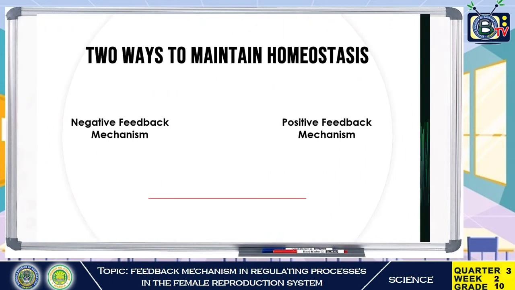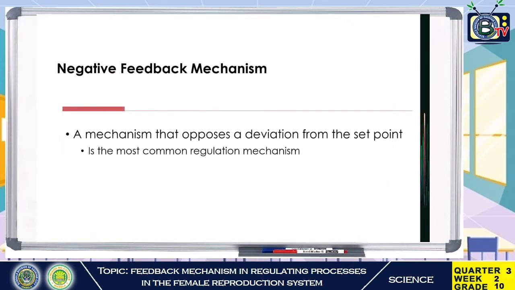There are 2 mechanisms which help maintain homeostasis. The first mechanism is the negative feedback mechanism, and the second is the positive feedback mechanism. The negative feedback mechanism is a mechanism that opposes a deviation from the set point. It is the most common regulation mechanism to help maintain homeostasis. The rate of a process is controlled to prevent the accumulation of a product.